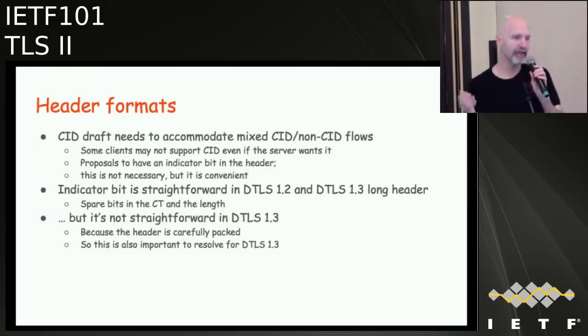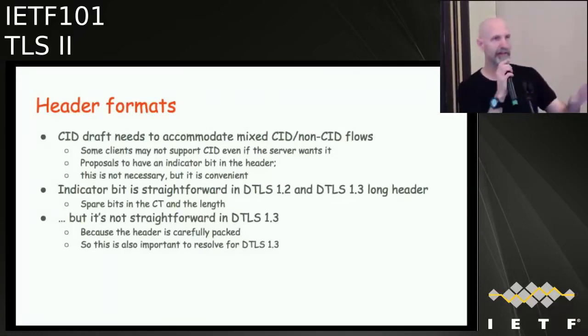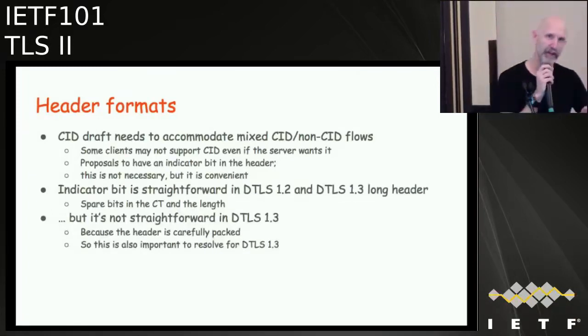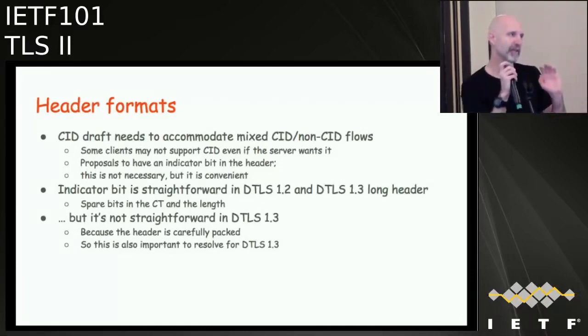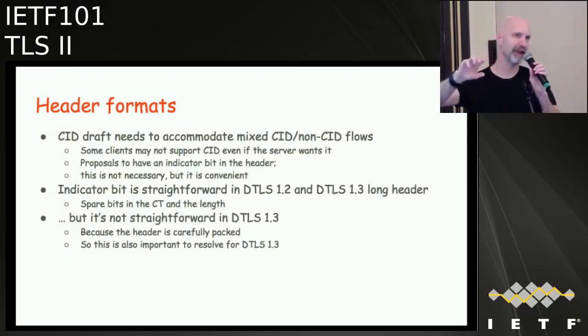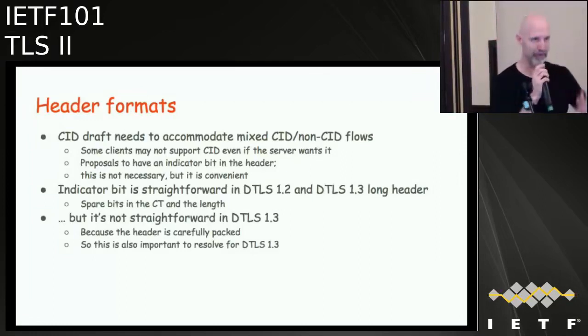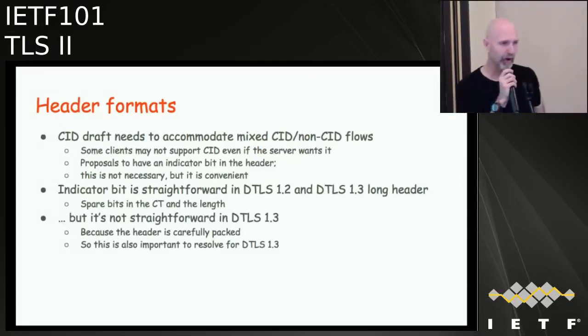So it was suggested that one way to do this, the obvious way, is to have an indicator bit in the header that says connection ID present or connection ID absent. As I'll explain in a minute, this isn't necessary. You can make it work without this, but it is convenient for various kinds of packet parsing. It's particularly convenient if you're something passive and special like Wireshark, where you don't know exactly what the server's behavior is. This might be a little less necessary in 1.3 than 1.2, because in principle you could have a 1.3 server that refuses to negotiate 1.3 if the client didn't do connection ID. So that might help a little bit, but regardless, it's a real problem for 1.2.